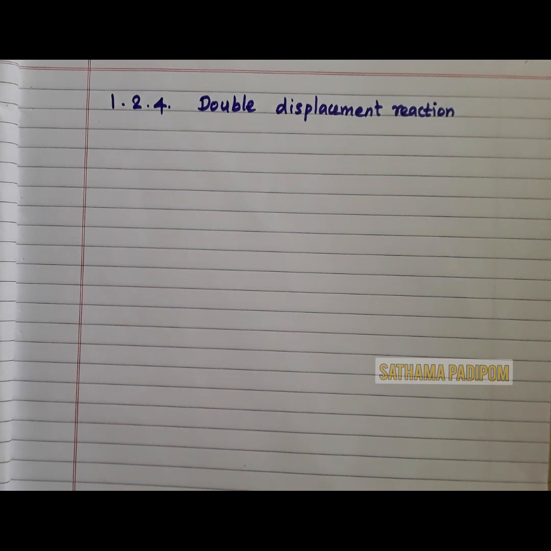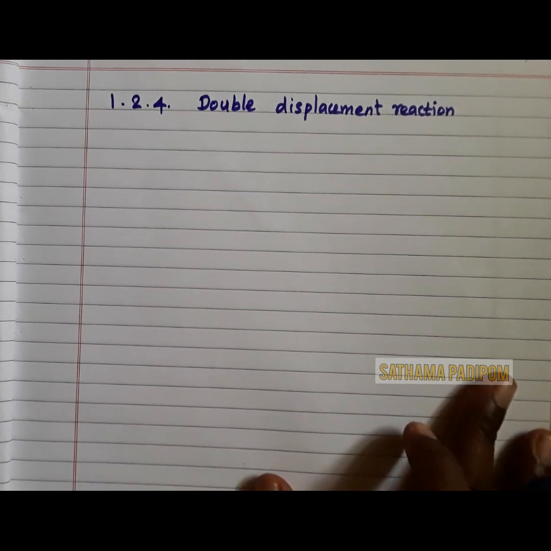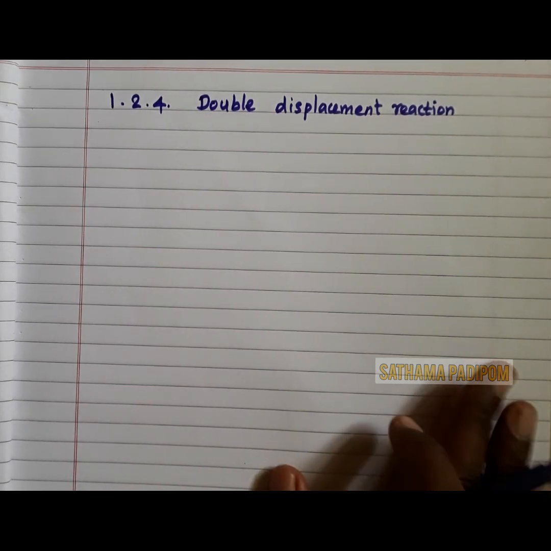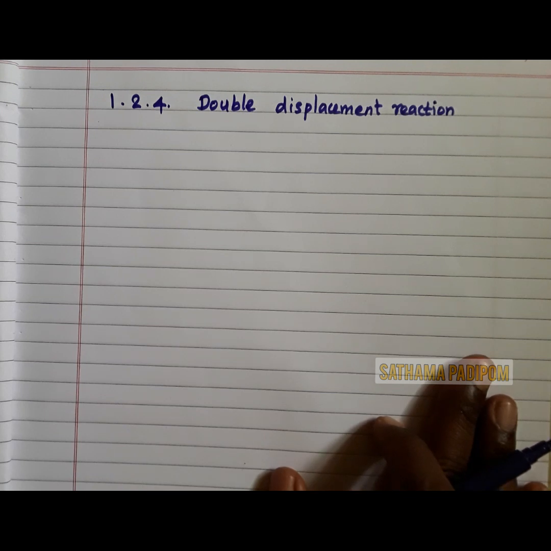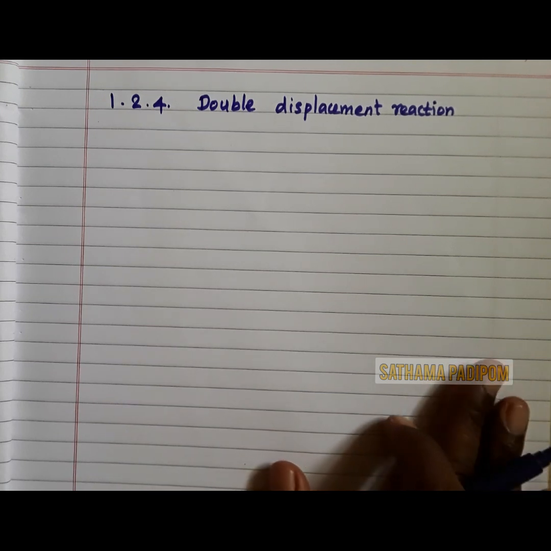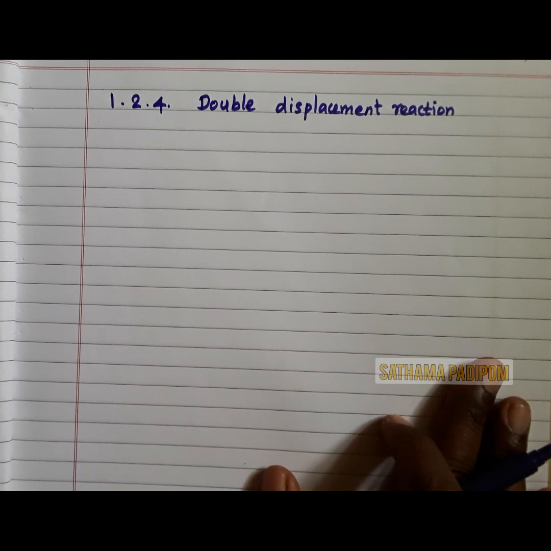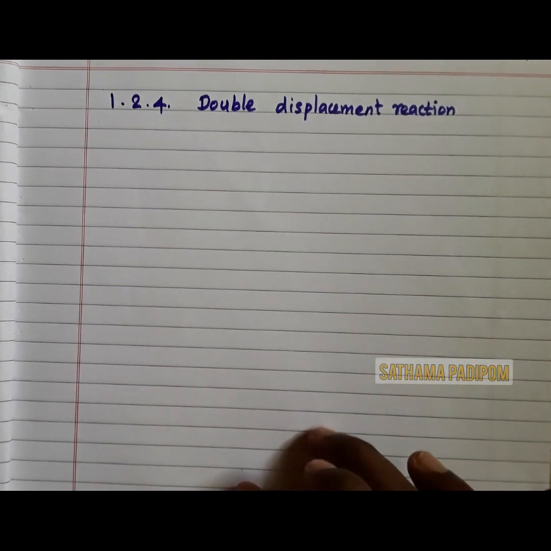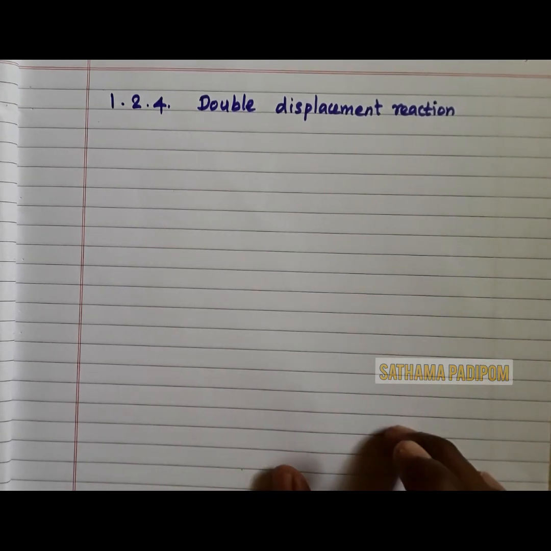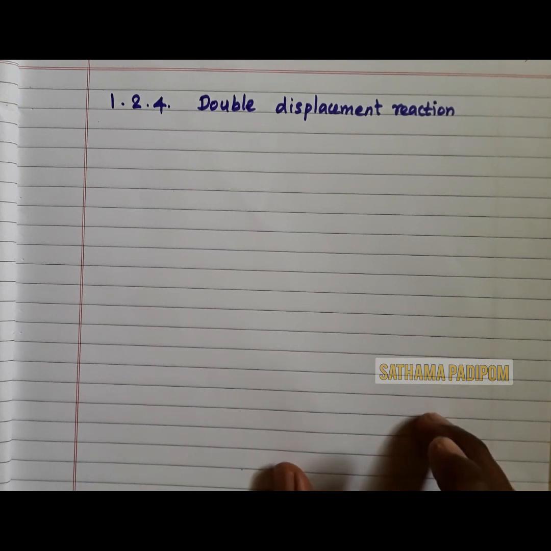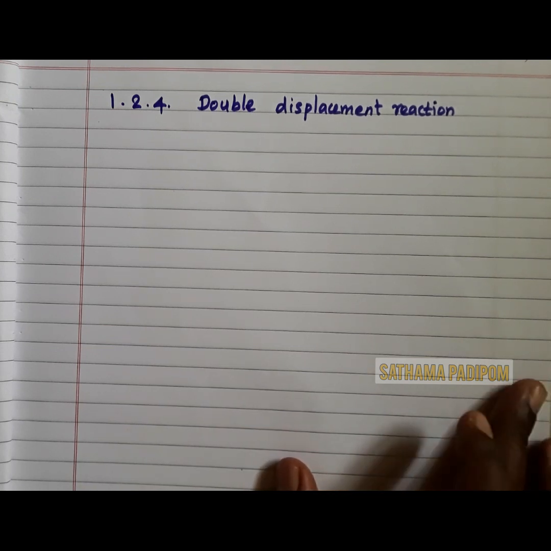In today's video we are going to discuss double displacement reaction. In the previous video we discussed the displacement reaction. Before entering this, shall we recall the previous video? What is the meaning of displacement reaction? The highly reactive metal displaces the less reactive metal. We discussed three equations in that. When iron reacts with copper sulfate, it displaces the copper and forms iron sulfate. Copper is displaced there.